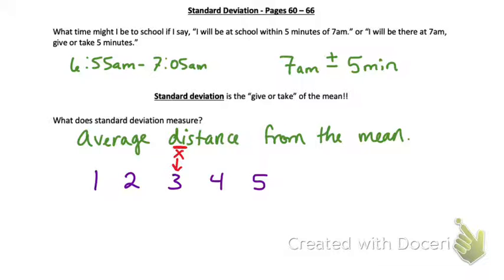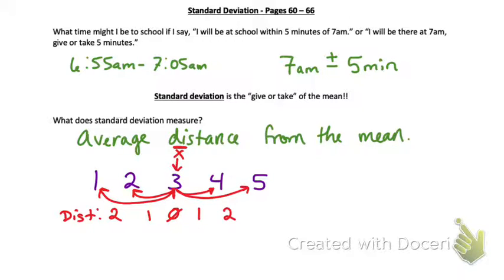And what I need to do is find the average distance of each data value from that mean. So what's the distance from 3 to 1? That has a distance of 2. These are my distances. And what's the distance from 3 to 2? 1. Now, here's the one that everyone always forgets. What's the distance from 3 to itself? 0. What's the distance from 3 to 4? 1. And what's the distance from 3 to 5? 2.